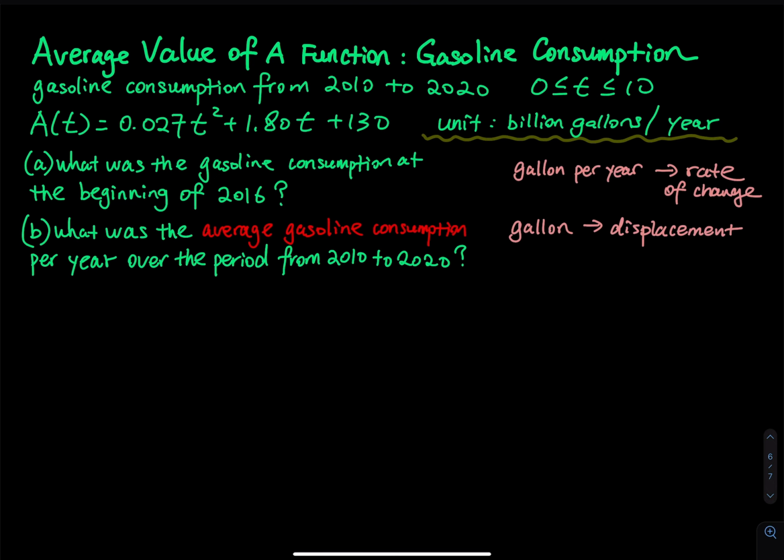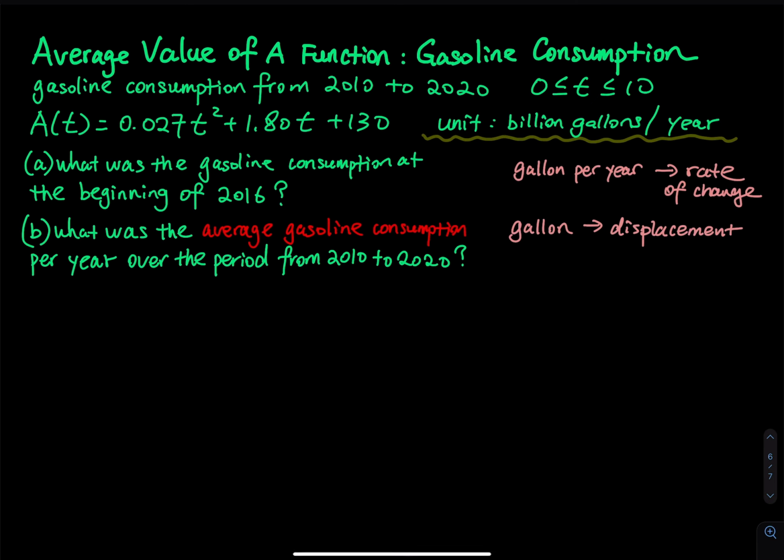So here is my explanation. If you see gallons per year, that means rate of change because you have a per. So let's say you travel 60 miles per hour, that is a rate of change. If you just see the word gallon, that means displacement. So let's simplify this a little bit further.